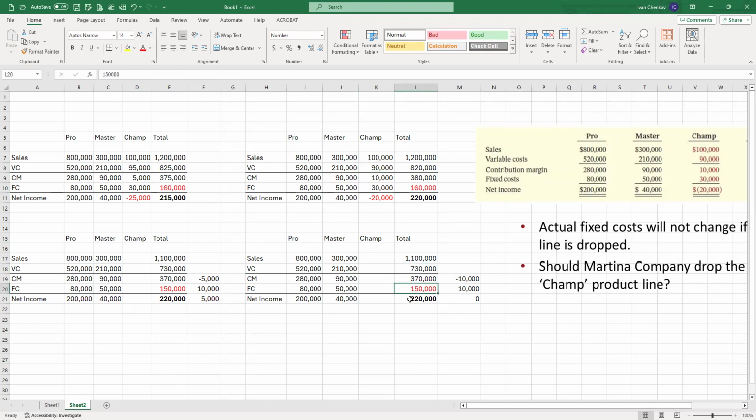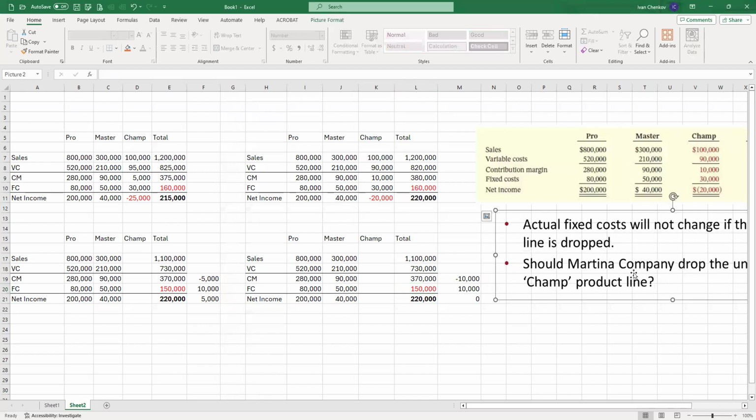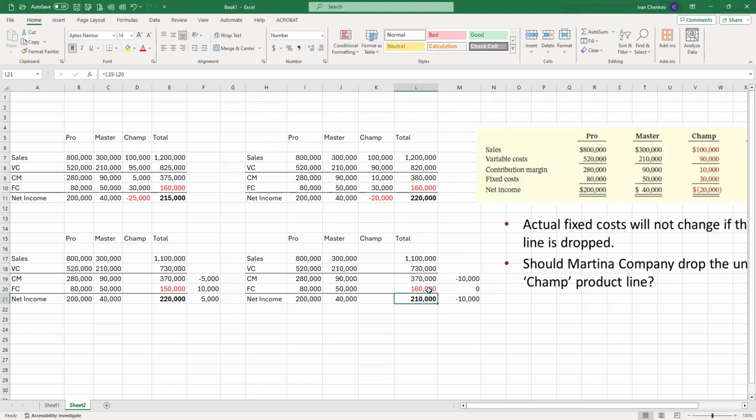But in this case, if none of my fixed costs change, this should be 160, correct? So where am I? I'm losing 10,000 on the contribution margin, but I'm not saving anything on the fixed cost. So who is the big loser here? I am.